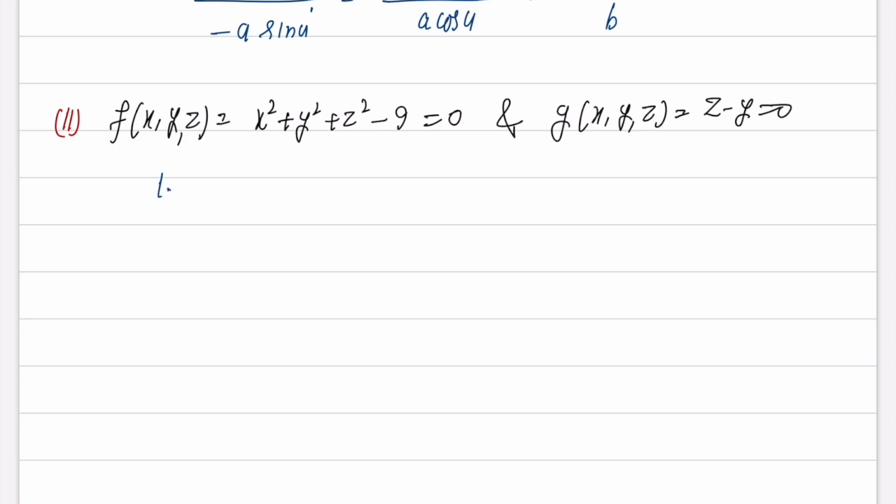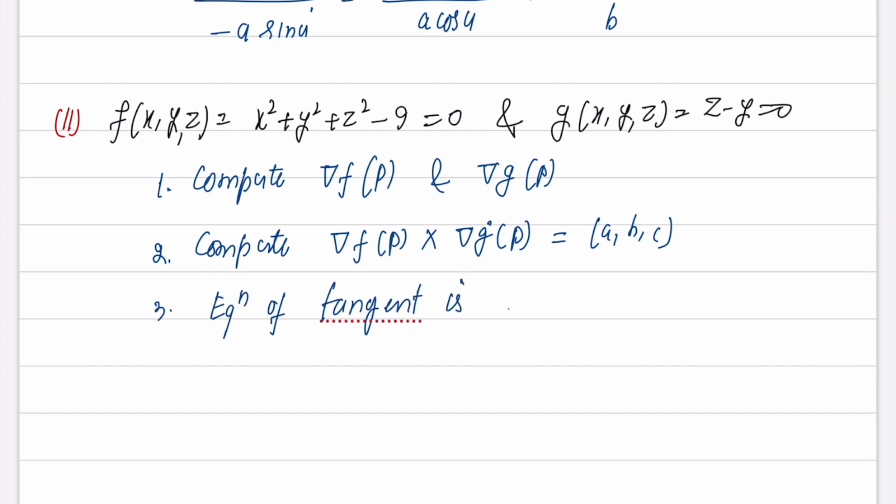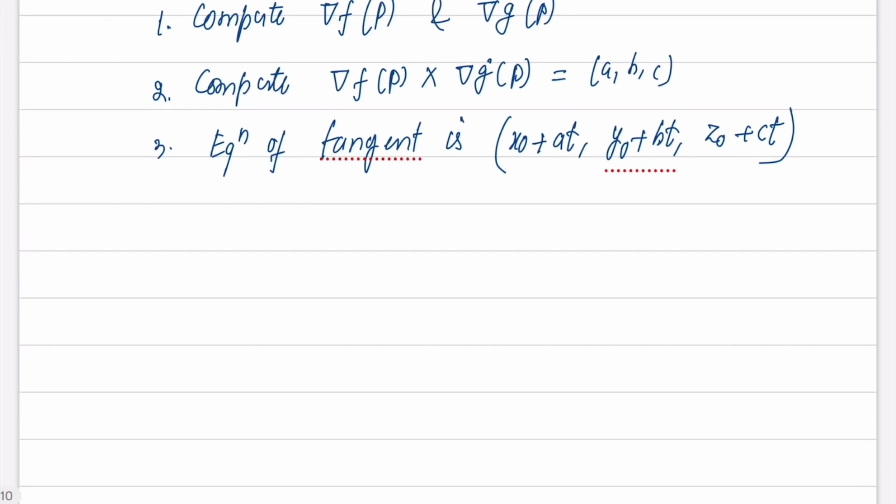The first step will be to compute del f at P and del g at P. Once that is done, second we will compute their cross product: compute del f at P cross del g at P. And we will get this as a vector in R3. We will denote that vector by A, B, C. Then third is the equation of tangent. The equation of tangent is x naught plus At, y naught plus Bt, z naught plus Ct. So in these three steps we will evaluate the equation of tangent.